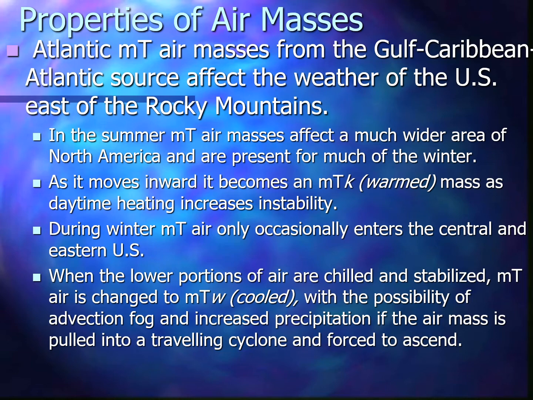But when the lower portions of air are chilled from below, then they become a little more stable. Then the maritime tropical air is changed to mTw, which means it's cooled from below. And what this can do is bring the possibility of widespread advection fog and perhaps increased precipitation. Of course, this is in the winter. I know there's a lot of information on this slide. Sorry about that.